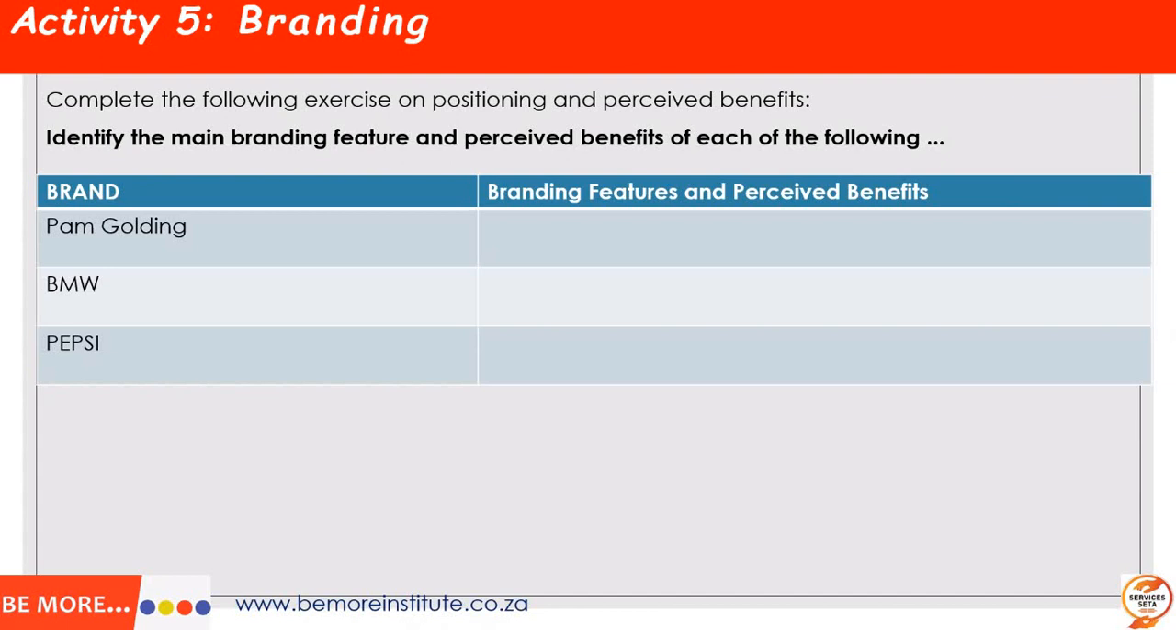For example, PAM Golding. I'm sure most of us are familiar with that. PAM Golding is one of the leading estate agencies in the country. So when you think of PAM Golding, what features do you think about, and what perceived benefits come to mind when you see the name PAM Golding?